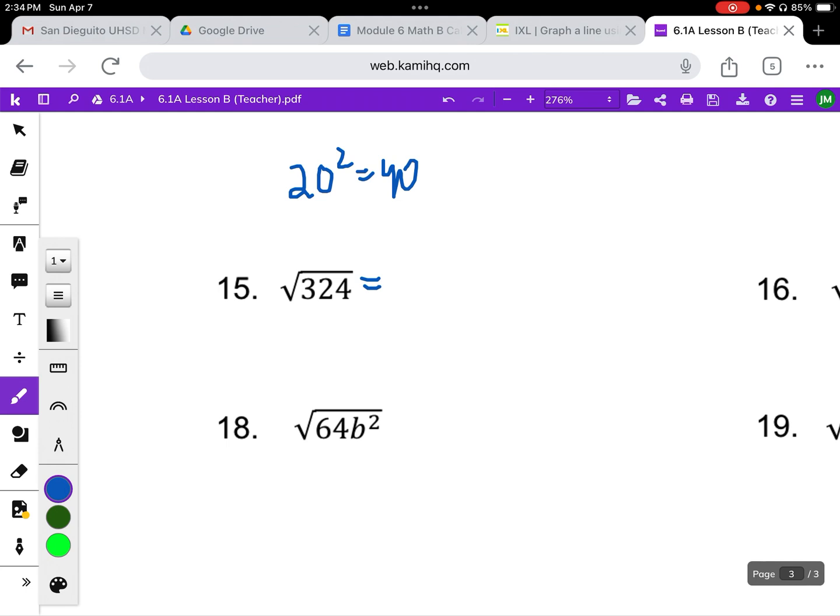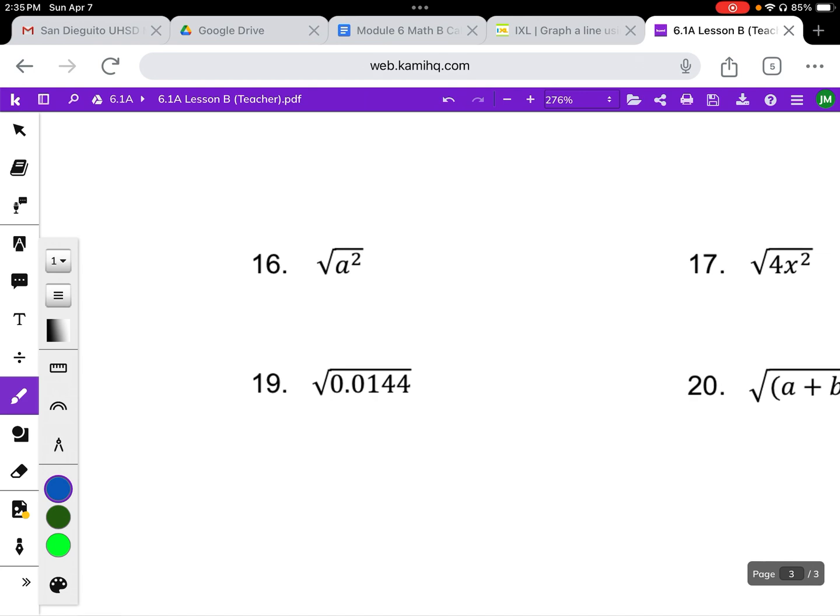All right, let's think about our times table. If we multiply a number by itself, when do we get a 4 in the ones place? Well, 8 times 8 is 64. So there we go. And we said that 20 squared would be 400. So this is probably 18. And it is spot on 18, but you can check that.